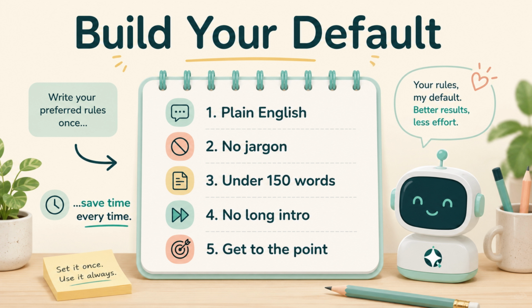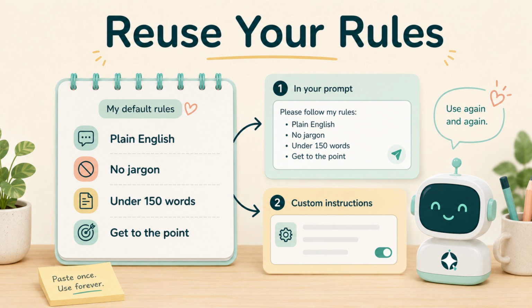Here is a simple habit that can save you time. Most of us have a few rules we want almost every time. Maybe you like plain English. Maybe you prefer short answers. Maybe you do not want long introductions. Maybe you want the answer to be simple, practical, and easy to use. Write those rules down once. For example, always use plain English. Keep it under 150 words unless I ask for more. Do not add a long intro, get to the point. Now you can reuse this whenever you ask AI for help. You can paste it into your request or add it to your AI tool's custom instructions if the tool allows it. This small setup can improve almost every answer you get.